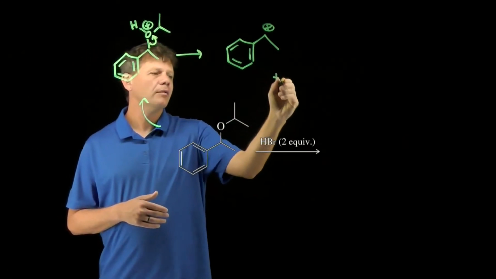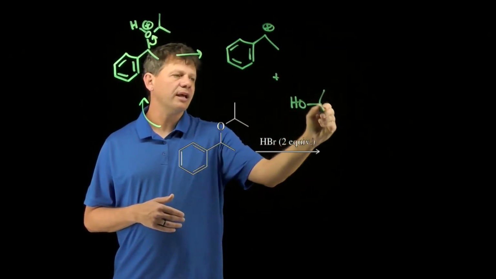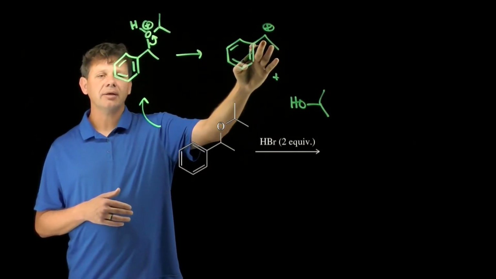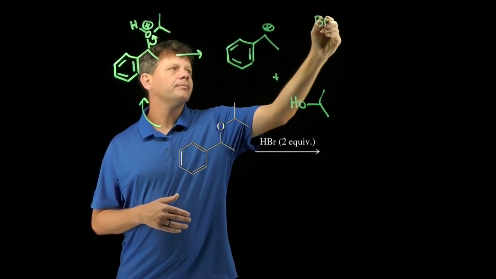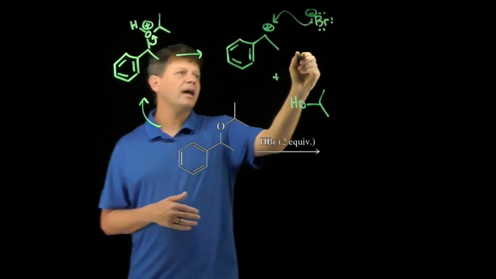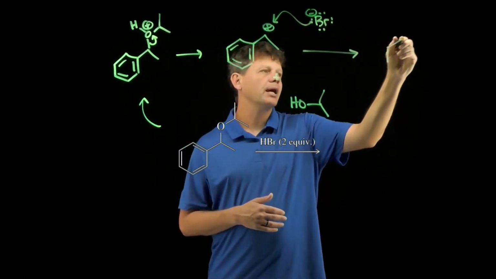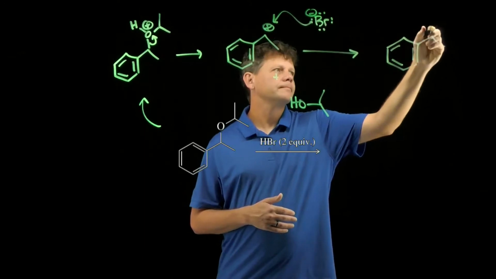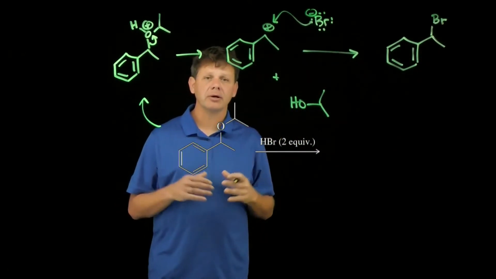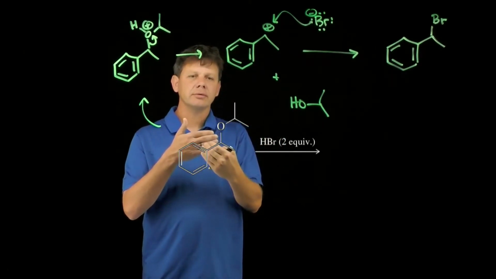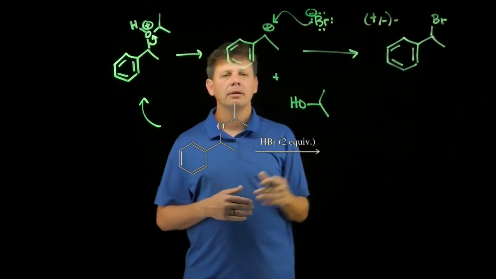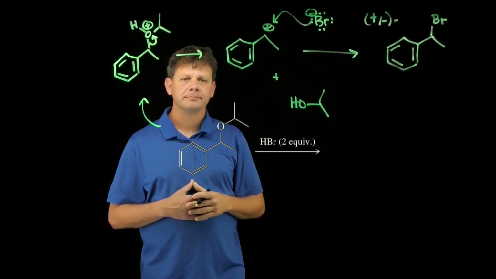The other product of this reaction is this alcohol. We'll come back to it in just a second. Once this carbocation has formed, though, now Br- can react with that carbocation to give our first product of this reaction. Note that because Br- is attacking a carbocation, a planar carbocation, it can attack from the front or the back, and as a result, we'll end up with a racemic mixture of alkyl halides.